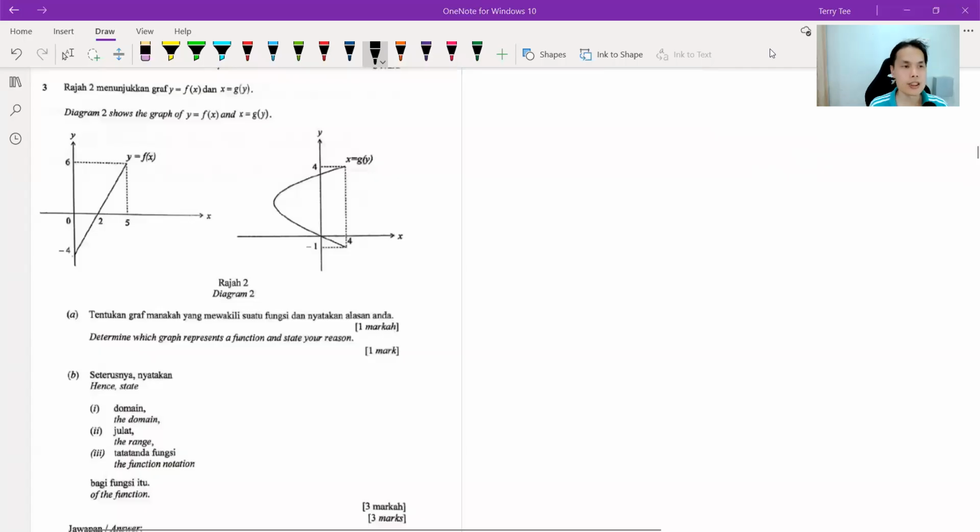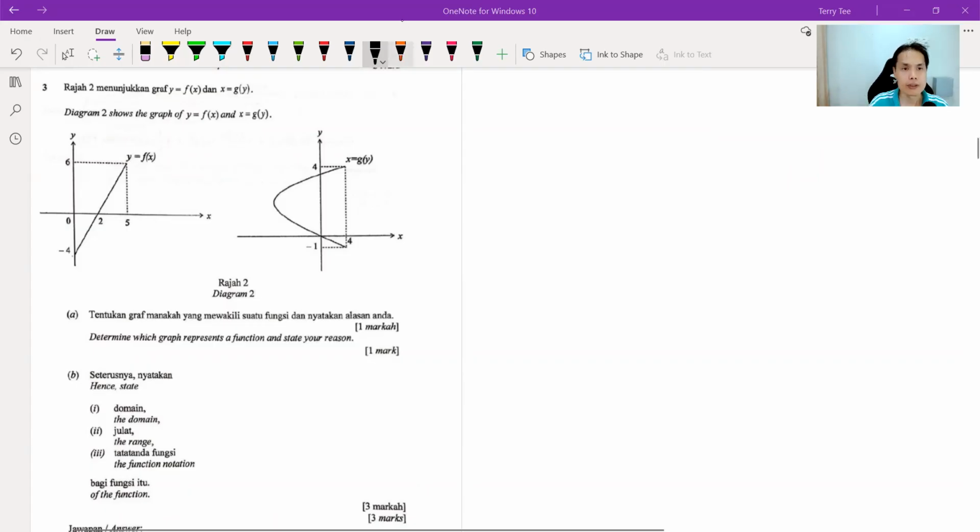Okay, this question number 3 is from Form 4, Chapter 1, Function. So the diagram shows the graph of y equals f(x) and x equals g(y). You're supposed to determine which graph represents a function and state your reason. Now remember, what is the definition of function? A function is a relation for which every object has one image. Or should I say every x value has only one y value.